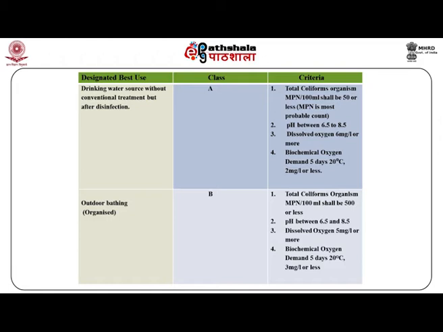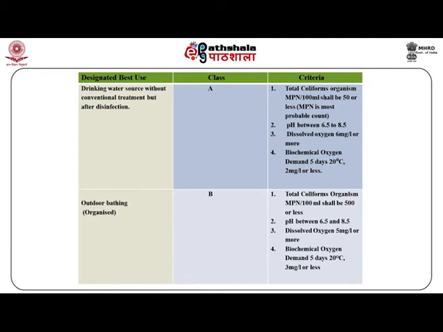Third is the dissolved oxygen, that is it would be 6 milligrams per liter or more. The fourth criterion in class A would be that the biochemical oxygen demand, measured in 5 days at 20 degrees Celsius, should be 2 milligrams per liter or less. Let us go to the next designated best use.